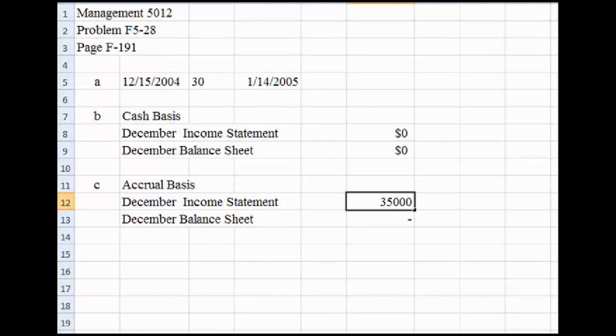On the balance sheet for December, using the accrual method, we can actually use a formula. The company purchased $100,000 of material and sold $35,000 of material. So on the balance sheet, the answer is $100,000 minus $35,000, which comes to $65,000.